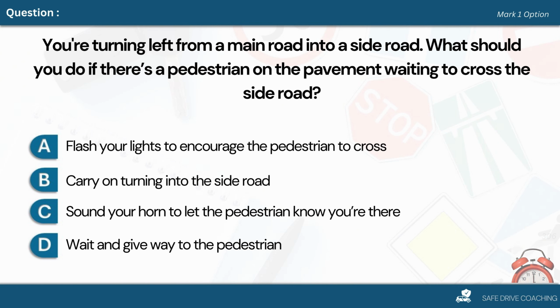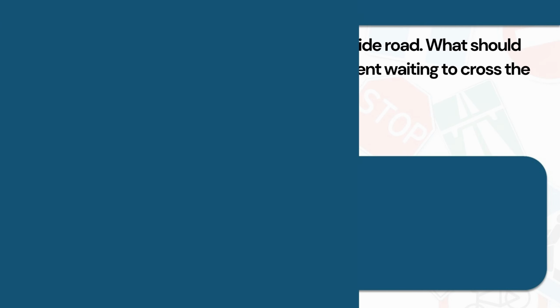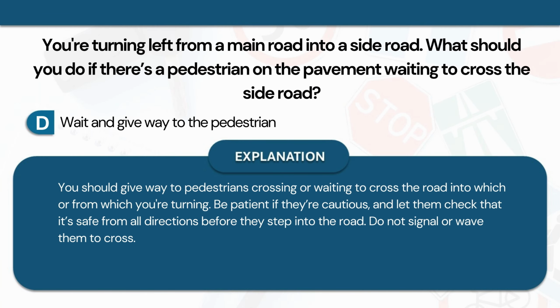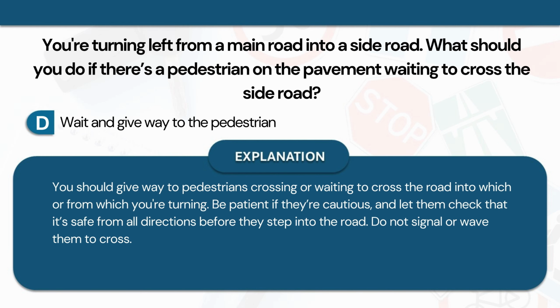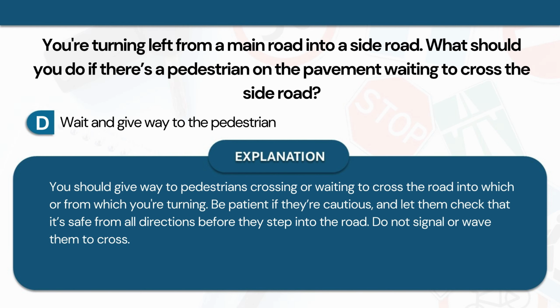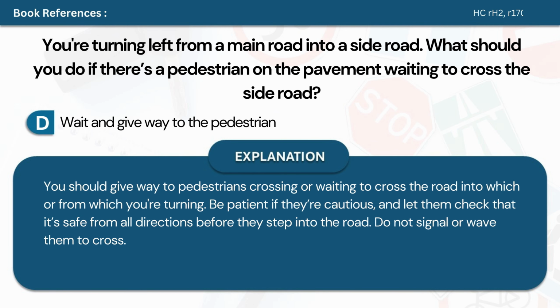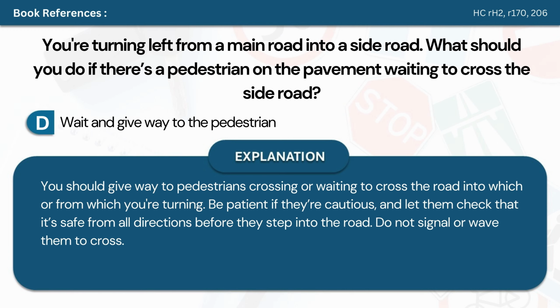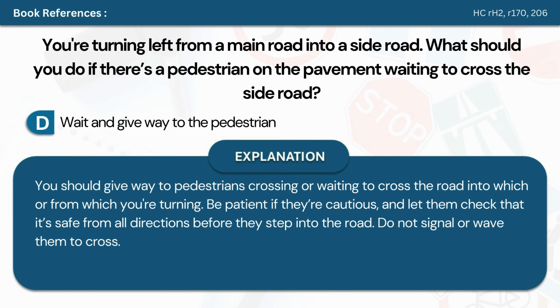The correct answer is D. Wait and give way to the pedestrian. You should give way to pedestrians crossing or waiting to cross the road into which or from which you're turning. Be patient if they're cautious and let them check that it's safe from all directions before they step into the road. Do not signal or wave them to cross.